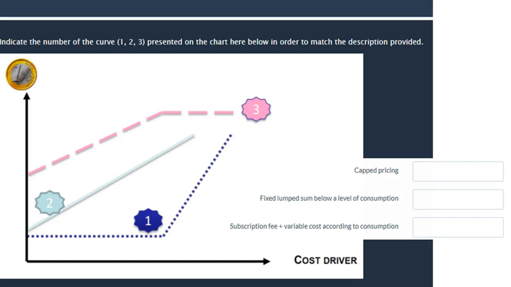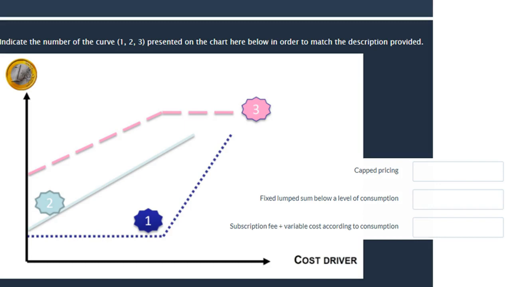So a good example of that would be, for instance, in France, the electricity bill, which is based on a fixed subscription per month, and then you pay a variable amount according to the kilowatts you consume.